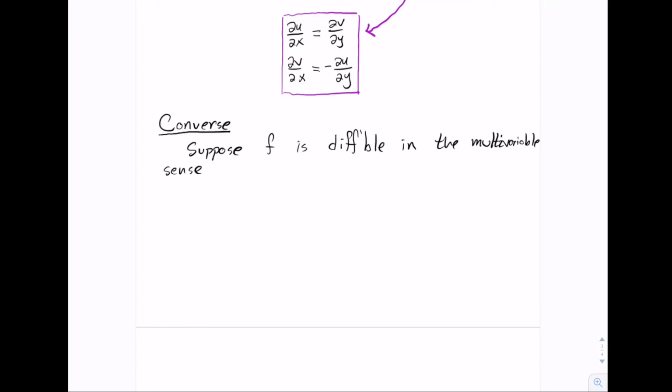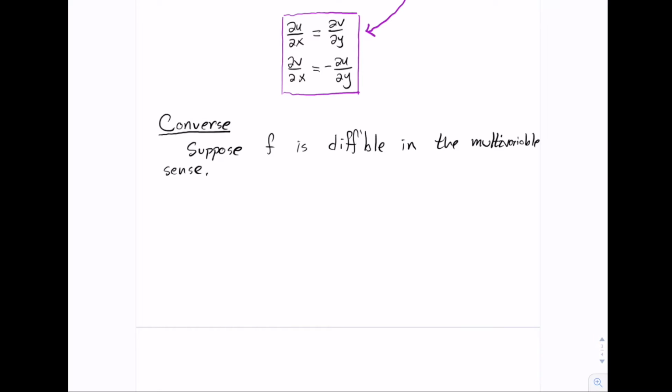And so what this means is that both partial derivatives, partial f partial x and partial f partial y, exist at the point z equals xy. But not just that, they also provide coefficients for a good linear approximation of f.